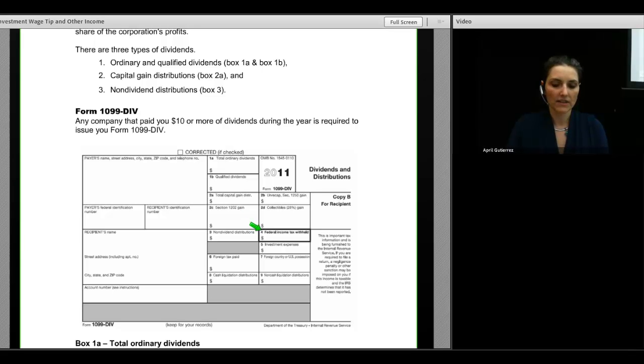Again, we have federal income tax withheld in box 4. In box 3, you'll see non-dividend distributions. Non-dividend distributions are generally a return of capital. They reduce your cost in your stock, but are not typically income.